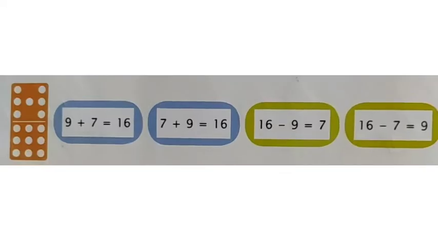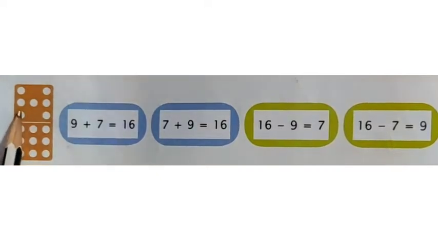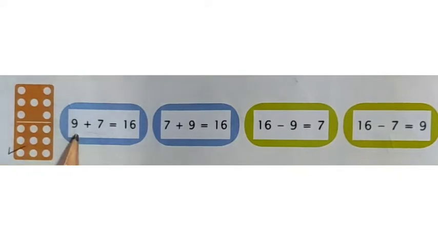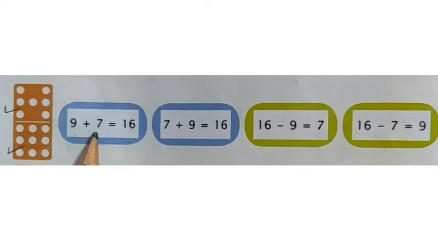Now let us start with the first question. Here they have given the balls. Are you seeing these balls, children? First we have to count these balls and write here respectively. See here first 9 balls. Here 9 balls are there. So they have written 9. And here in this box they have 7. So we have written here 7.